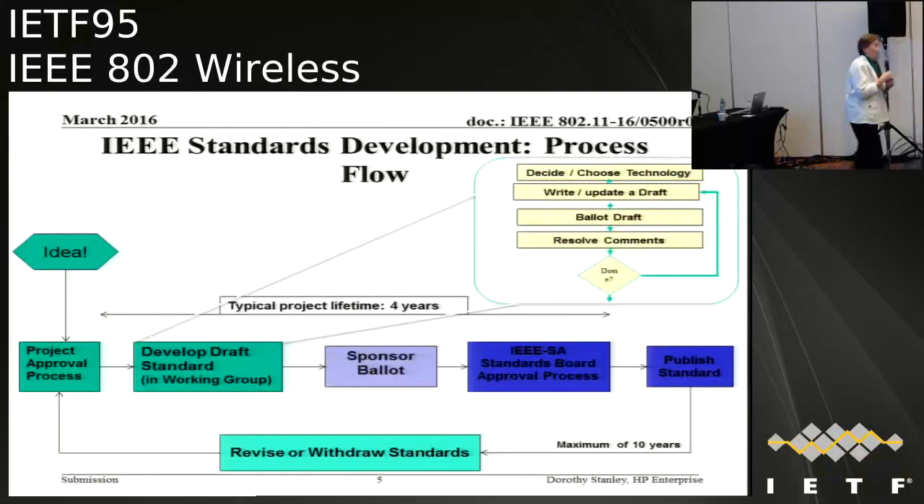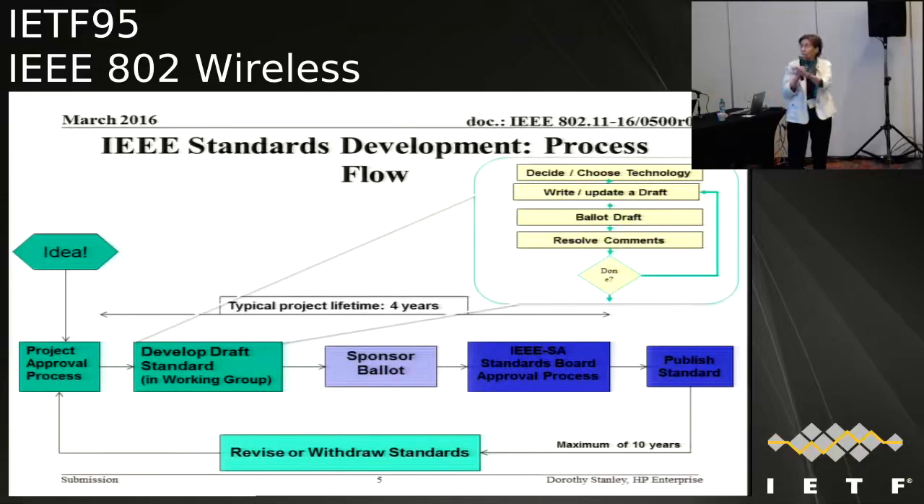The standards development process flow is shown here. You see that on your left, my right, the first step is the project approval process, which begins with an approval of a project authorization request. This is analogous to a working group charter, if you will. There has to be something that describes when a project is started, what the scope is, what the intended deliverables are. And so we start there, then we develop a draft standard that's done in a working group.